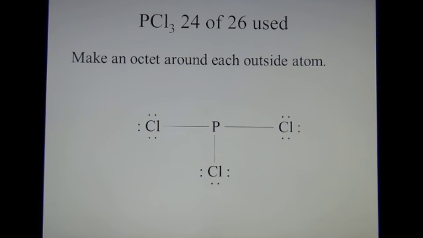So how many electrons have we used? Well, if you count it up, we've got 3 surrounding atoms, each with 8 if you're counting the shared electrons. So 8 times 3 is 24. So of the 26 that we had, we have now used 24. Now we need to make sure that if we have any extra electrons, they always get to go on the central atom. So we had 26 total, and we've only used 24 for the surrounding atoms to have an octet. Extra electrons always get to go on the central atom.